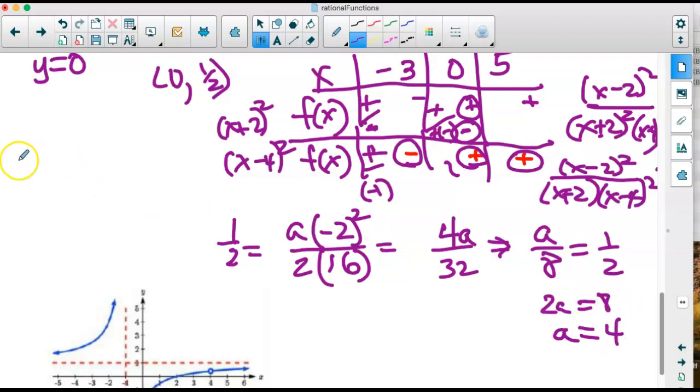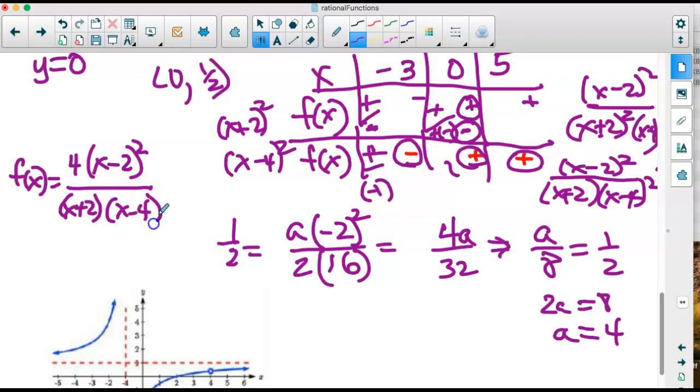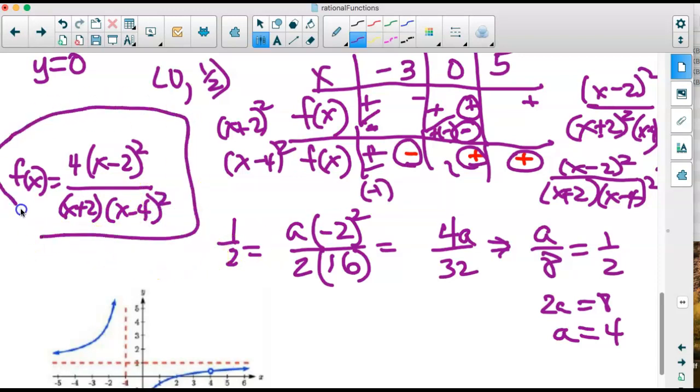So my equation for this is going to be f of x equals 4, parentheses, x minus 2 squared over x plus 2 and x minus 4 squared. That's my solution for this one. We could check it on Desmos to make sure it works.